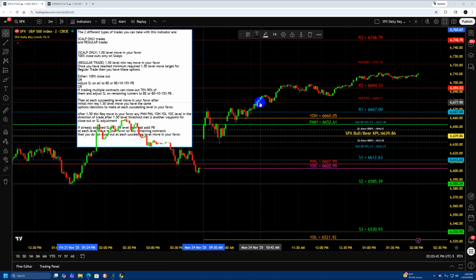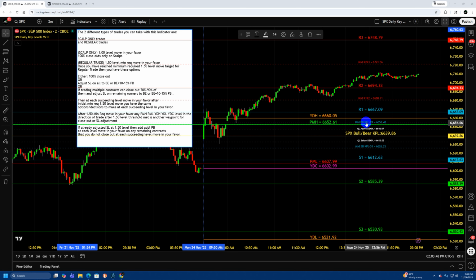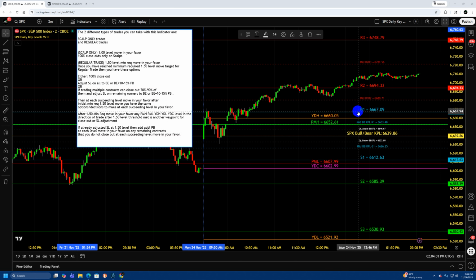And then eventually price here on this candle finally reached the mid R1, R2 level, which is a 1.5 level move from the level that we initiated the trade from, and that the trade is derived from, the bull bear key price level. This is a 1 level move, that's the scalp. This is a 1.5 level move. So when price hits this, then you have all of these different options here.